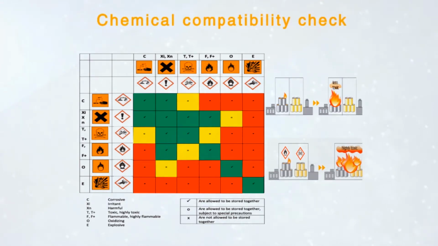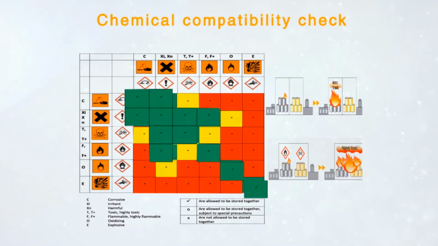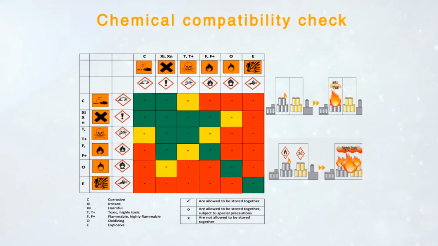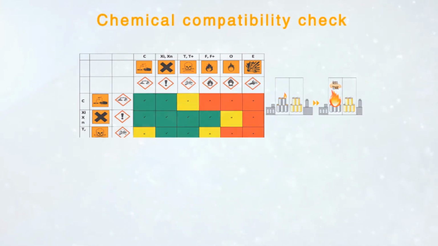In this horizontal line, you can see a pictogram of a flammable chemical. If we go through this vertical line with all the other pictograms listed on the left side, it only shows a green cell with other flammable chemicals. All the other cells are red, so they are not suitable to store with this chemical. It also shows yellow when it comes to storing with irritants. So, that means you can store this together with proper precaution.